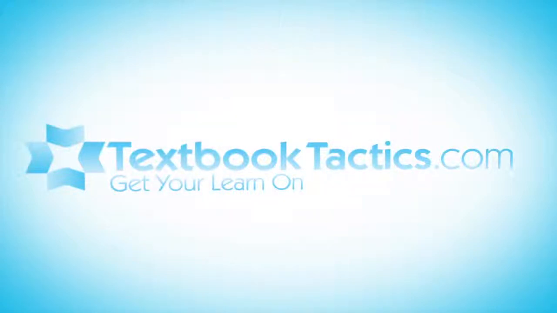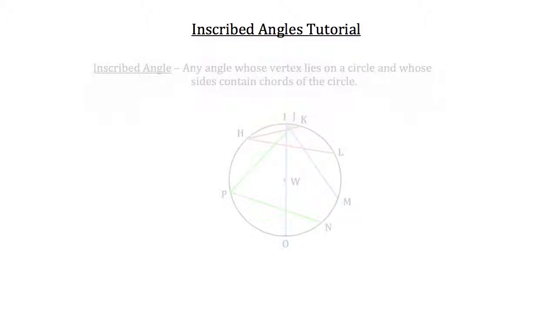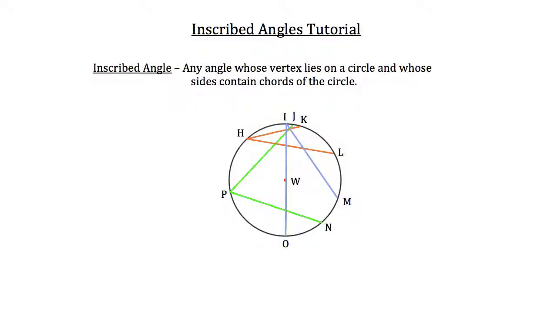This is the Inscribed Angles tutorial. Let's begin this tutorial with an illustration of what an inscribed angle is. An inscribed angle is any angle whose vertex lies on a circle and whose sides contain chords of the circle.